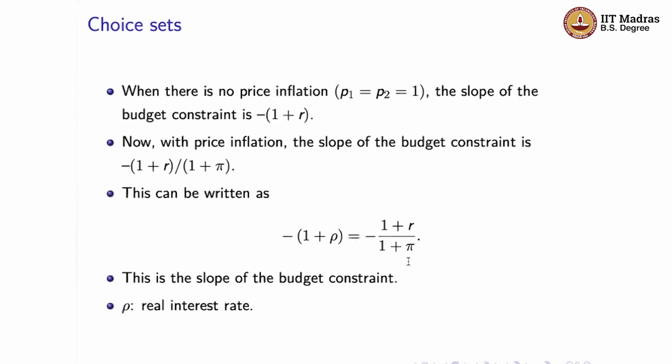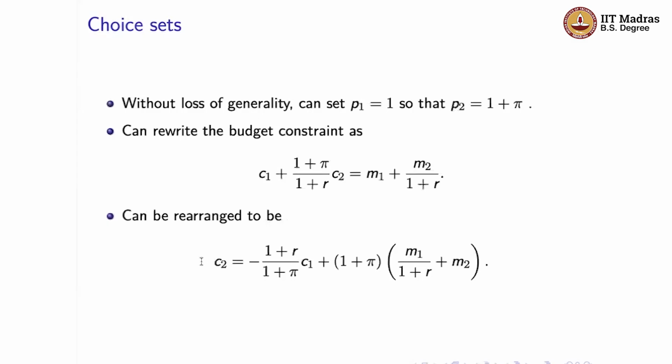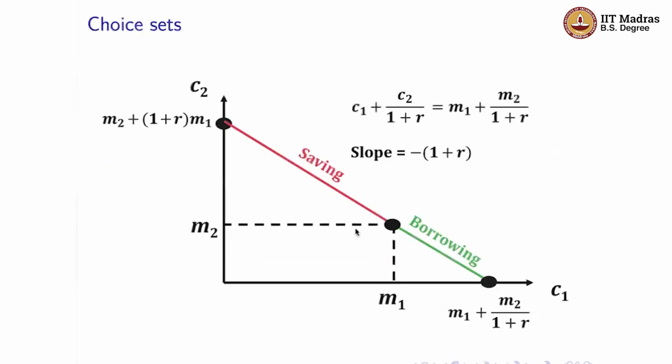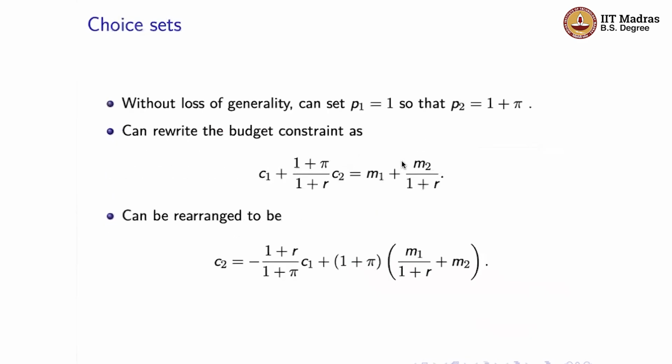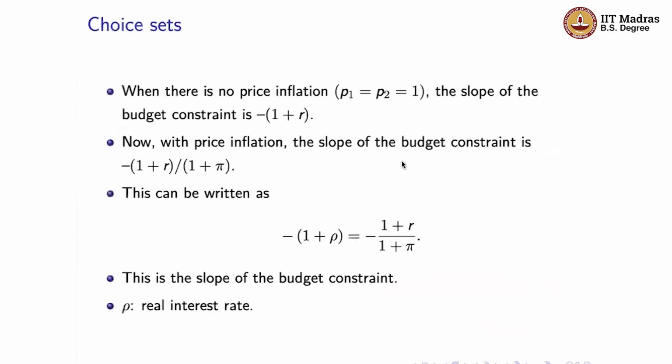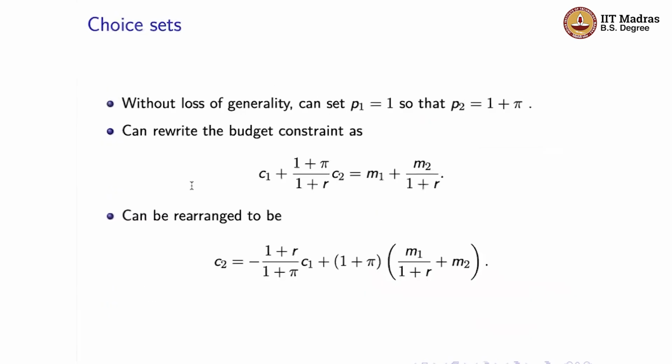So let's notice what's the effect of this inflation term. When you have no inflation, so P1, P2 are both equal to 1 and therefore pi equal to 0, then the slope is given by minus (1 plus r), right? And this is something that you had before. But whenever you have this inflation coming in, then the slope is different, right? Rather than just minus (1 plus r), if you see this expression here, it's minus (1 plus r) by (1 plus pi), right?